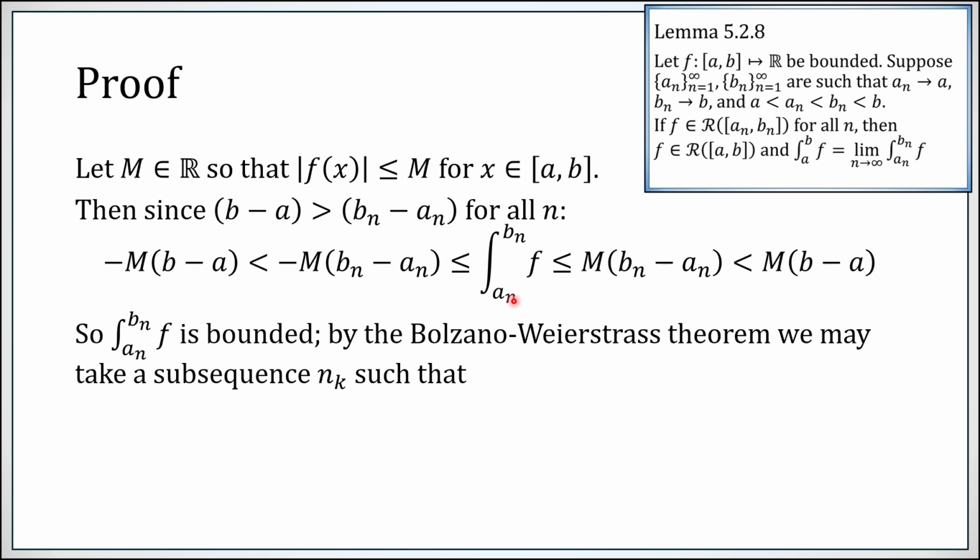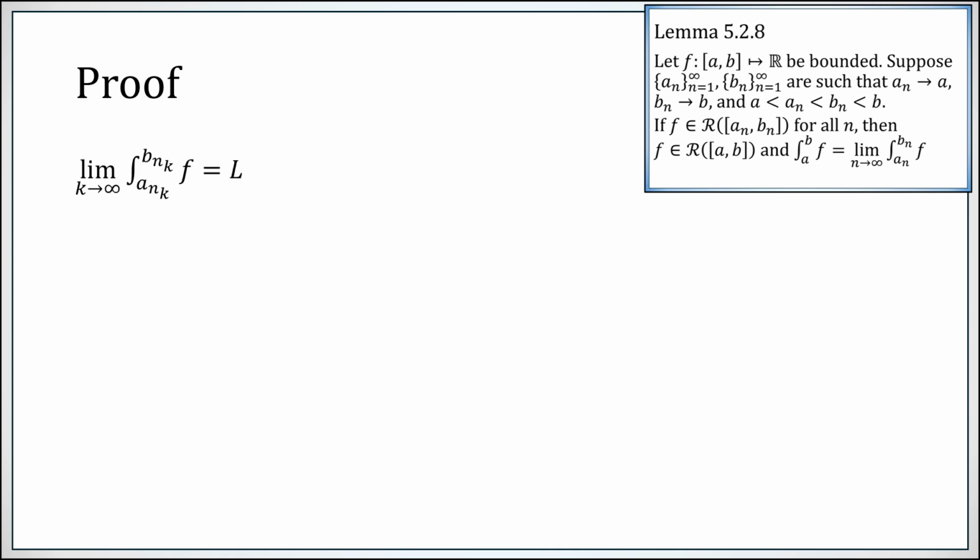We can apply the Bolzano-Weierstrass theorem. We take a subsequence so that on this subsequence of ank to bnk, the values of this integral are converging to some fixed constant L. So we now have a subsequence, ank and bnk, along which the value of the integral is converging to L.